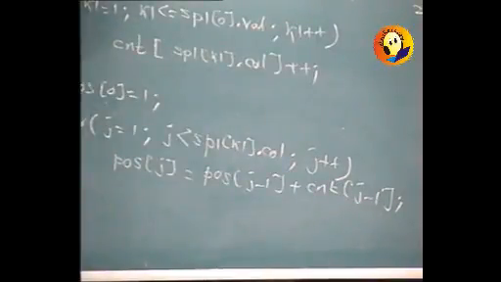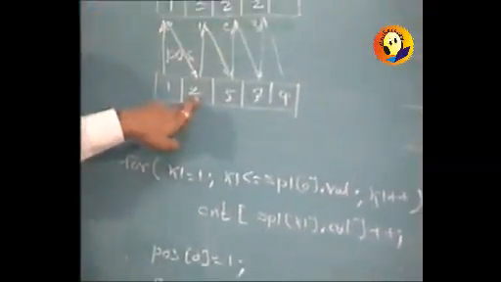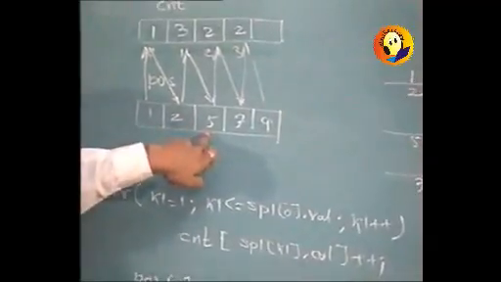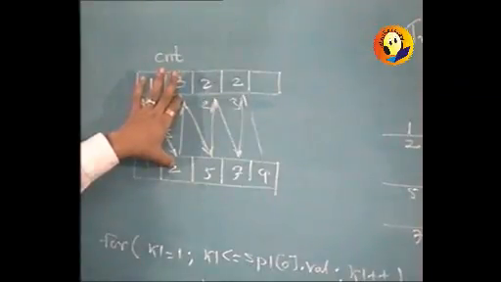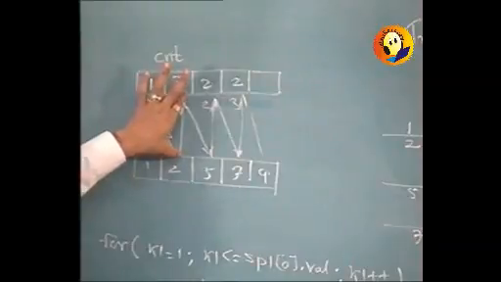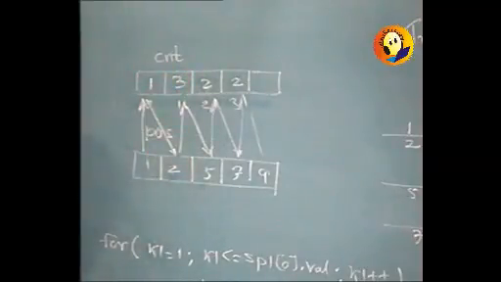To find out this value, you are adding the previous position values in both the arrays. So you will get this. Then when you go to this position, you are again adding the previous 2 values in position and counter, the values at the previous positions. And I will get this position.